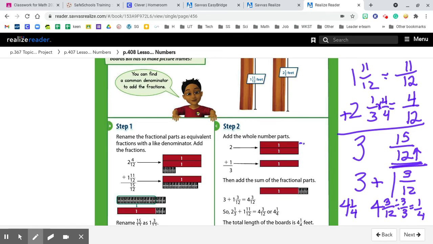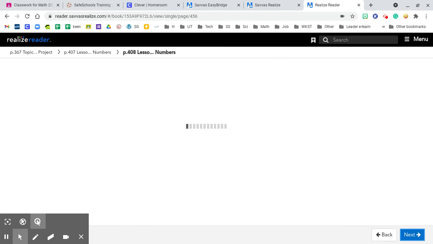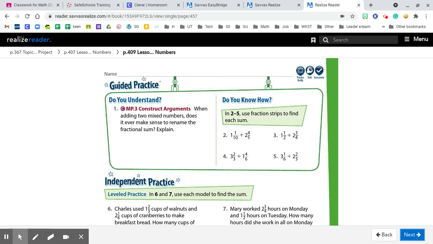And you can also, like you can see up here, we can use fraction strips and other strategies to solve that. So take a look at the next page. And remember, you can always watch the video for somebody else's voice explaining that. So when adding two mixed numbers, does it ever make sense to rename the fraction sum? Yeah, you always need to rename the fraction sum if it's greater than 1. It is the way we do math. We show our math in the smallest numbers possible in fractions. Yes, and you know how.